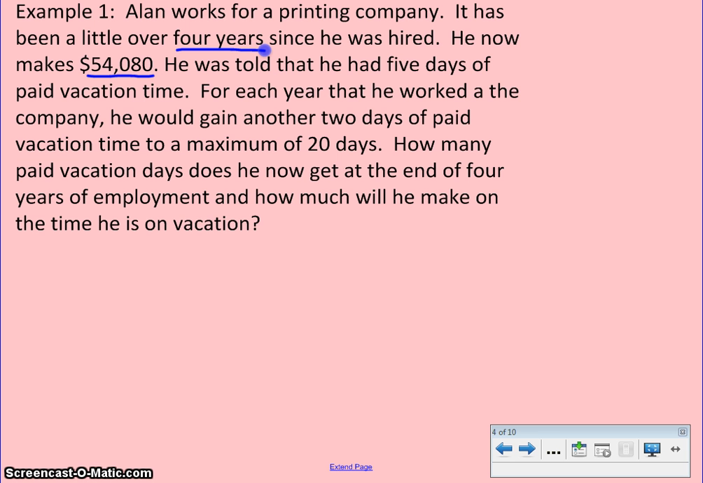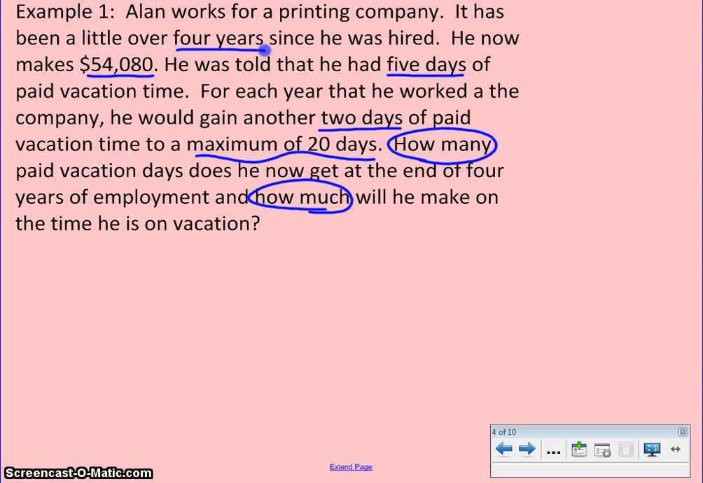He was told that he had 5 days of paid vacation time, and then for each year that he worked at the company, he would gain another 2 days of paid vacation time to a maximum of 20 days. How many paid vacation days does he now get at the end of 4 years? So, first question. Second question, how much will he make on his vacation time?